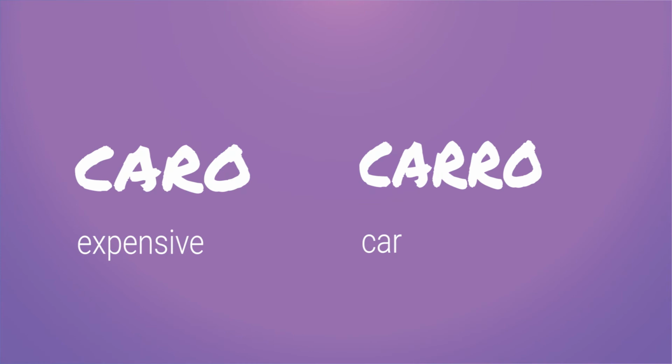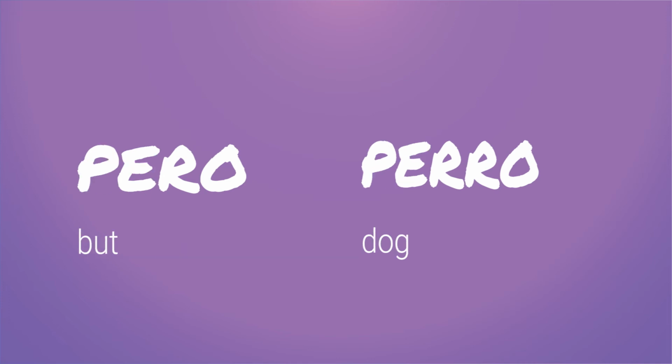Something very important to have into account is that the difference between a soft sound and a strong sound with the letter R can make a difference in meaning. Look at these words. Caro, which means expensive, and carro, which means car. Pero, which means but, and perro, which means dog. So if you think that it's not important how you pronounce your R, think it again.